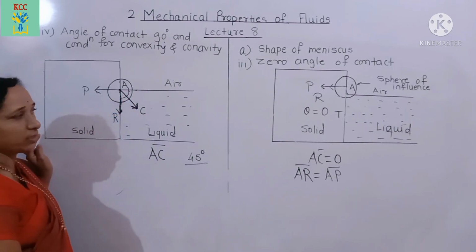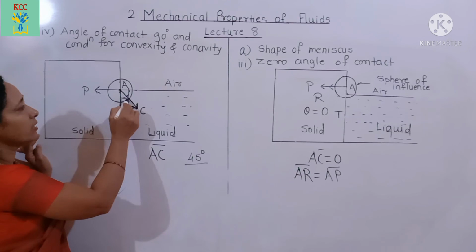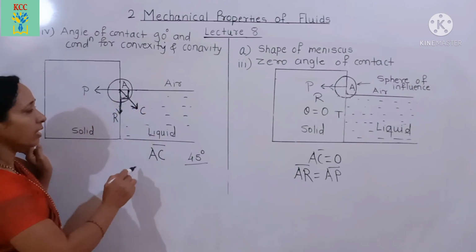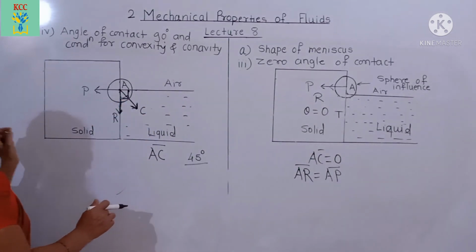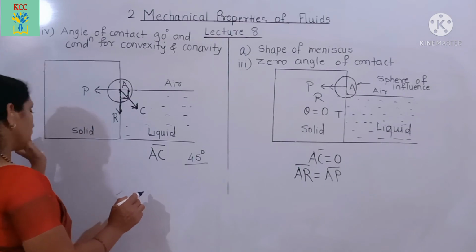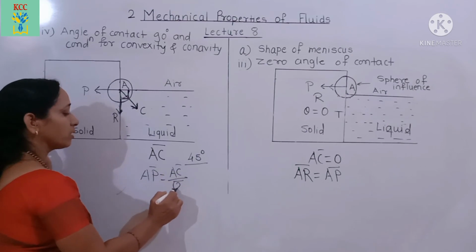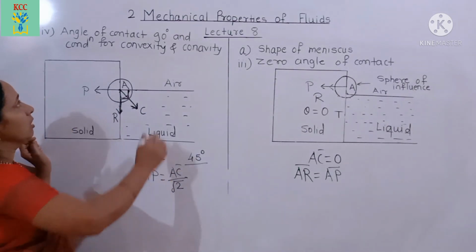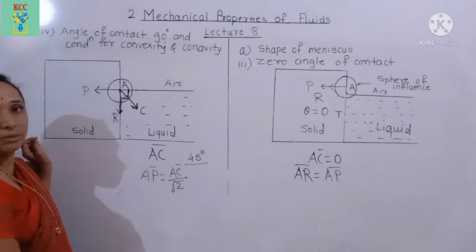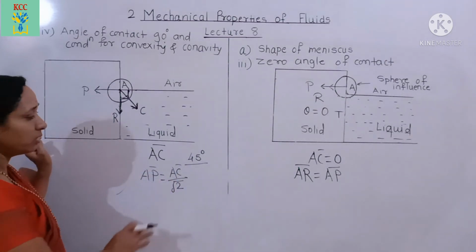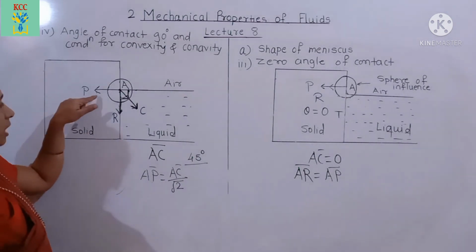This is the resultant force acting, and therefore to become normal to the liquid surface, this angle of contact is equal to 90 degrees. And for this purpose, we consider AP bar equal to AC bar upon under root 2. It must be AC bar upon under root 2. Therefore, for angle of contact 90 degrees, AP bar equals AC bar upon under root 2. ही कंडिशन आहे. And here, convexity and concavity.